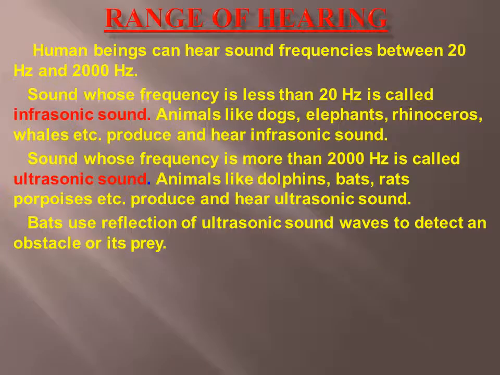So we will move towards the range of hearing. Humans can hear sound frequencies between 20 hertz to 20,000 hertz. Sound whose frequency is less than 20 hertz is called infrasonic sound. Animals like dogs, elephants, rhinoceros and whales produce and hear infrasonic sound. Sound above 20,000 hertz is called ultrasonic sound. Bats and dolphins can produce and hear ultrasonic sound. So these are all about the ranges of hearing.